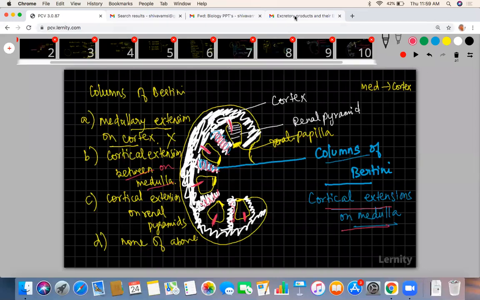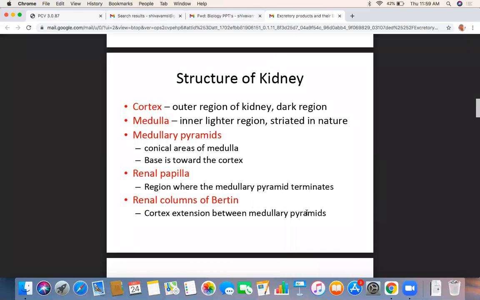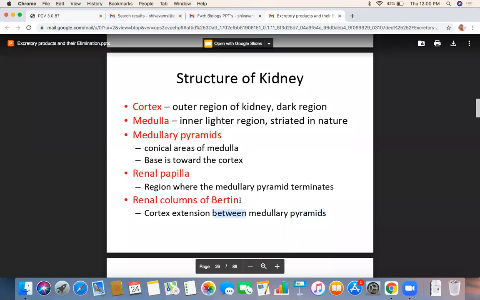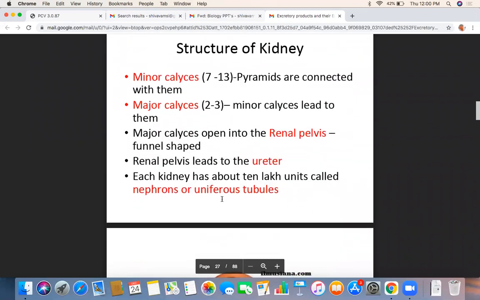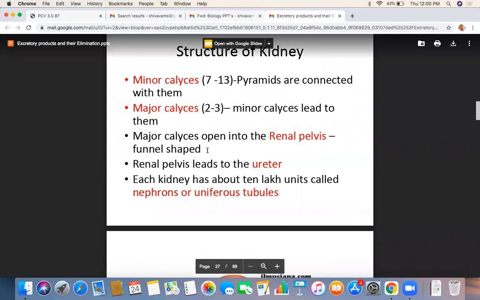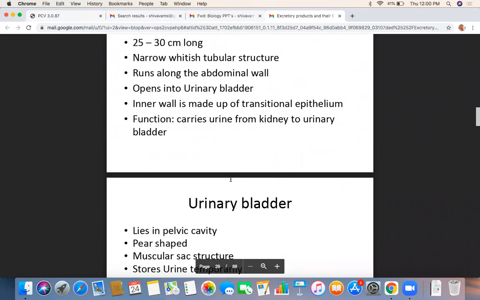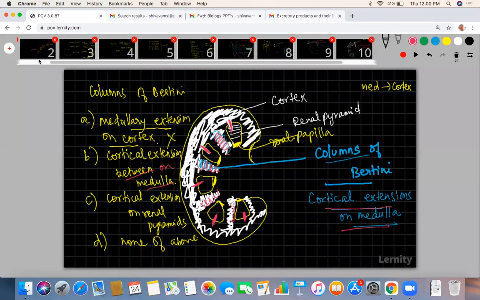Okay, fine. So you are able to understand cortex extends between medullary pyramids. Okay, there is a difference between and on. Then all these things will be joining together to form. I'll just finish it off quickly. It is just this slide alone, only one slide. I will try to finish it off and then we'll go ahead.